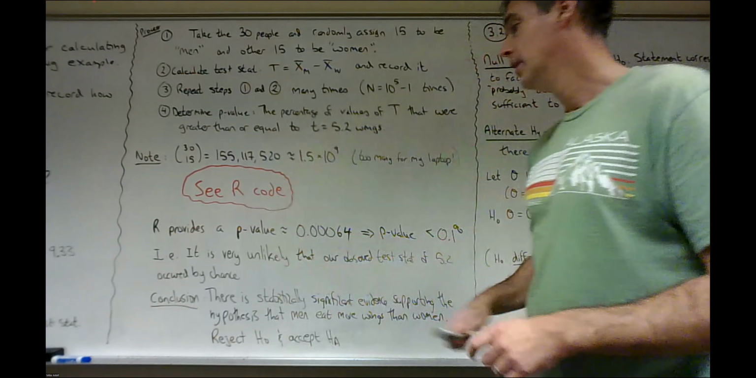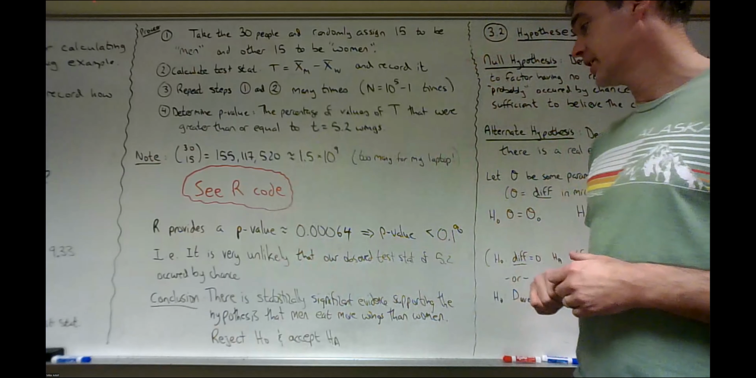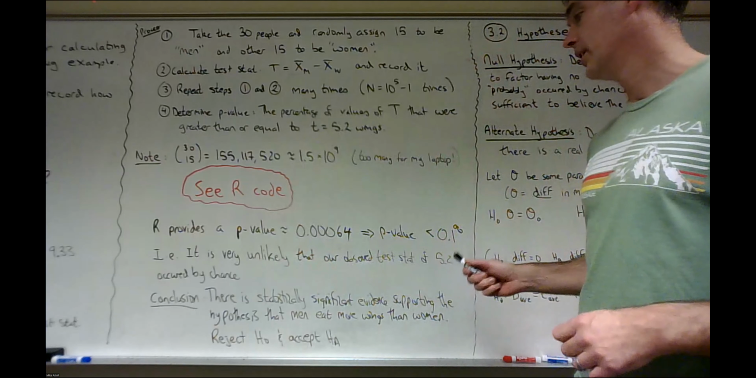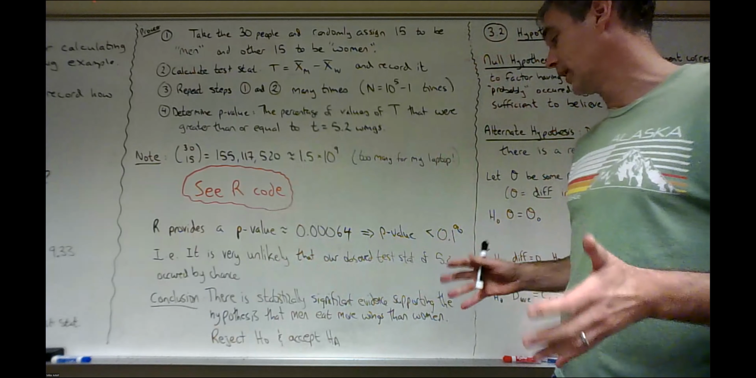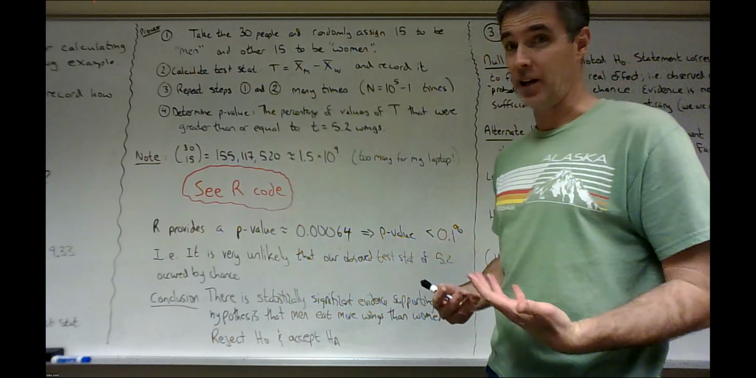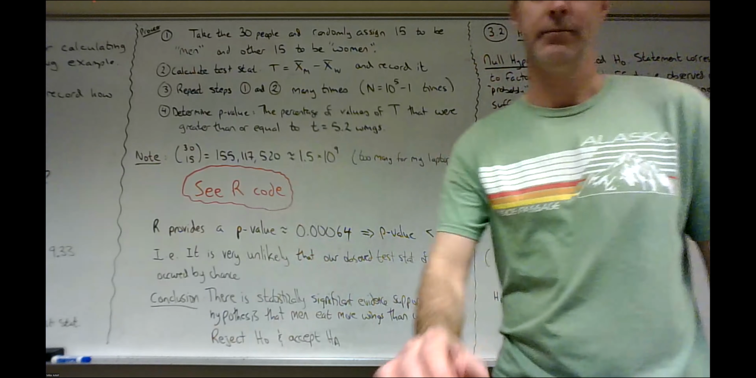So it's very unlikely that our observed test statistic of 5.2 simply occurred by chance. And the histogram was showing that as well. So we can conclude that there's statistically significant evidence supporting the hypothesis that men eat more wings than women. In other words, we're going to reject the null hypothesis and accept the alternative.